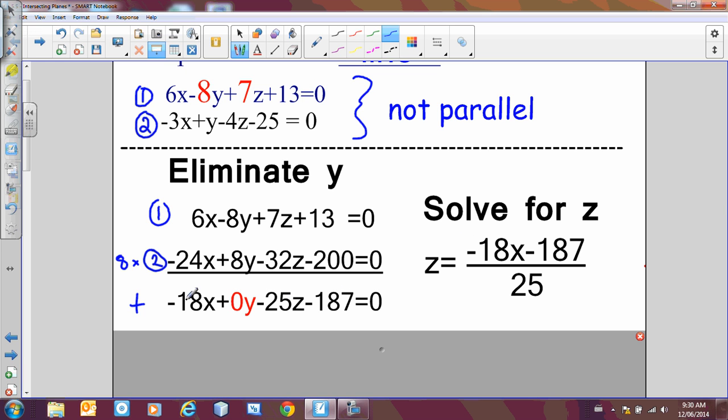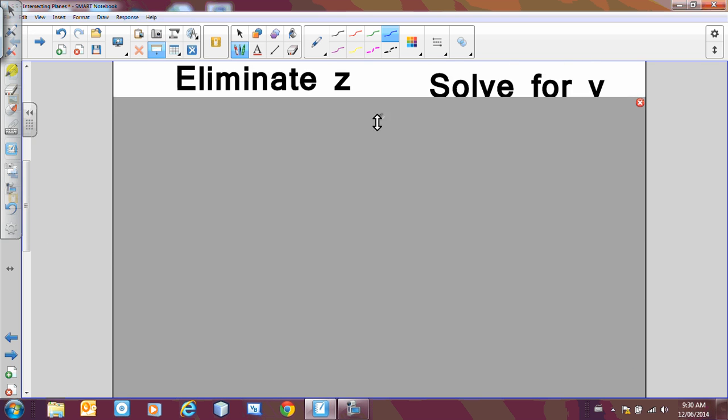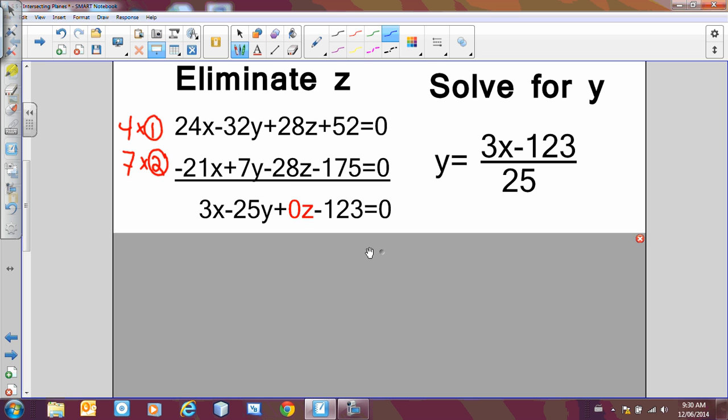And once I have this, I can rewrite in terms of z. So z is the same as negative 18x minus 187 over 25. Continuing on, I will do the same thing for z. So the exact same series of steps. Obviously what I'm multiplying by in this case changes. So I've got 4 times equation 1, and I've got 7 times equation 2.